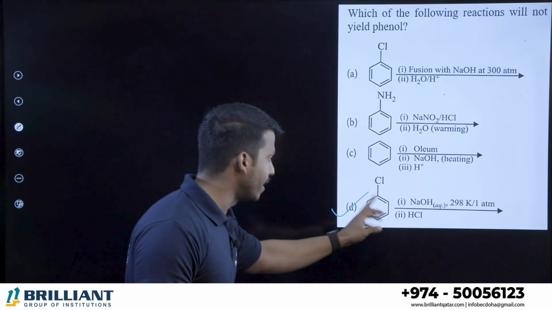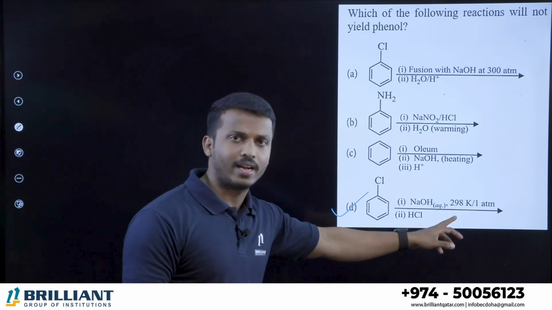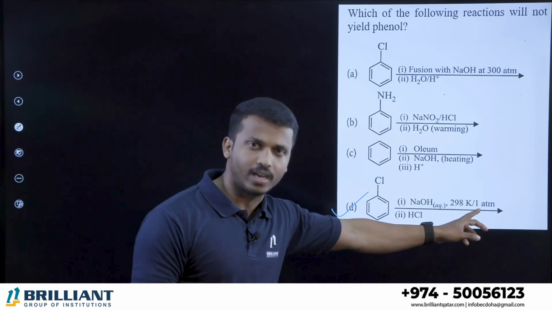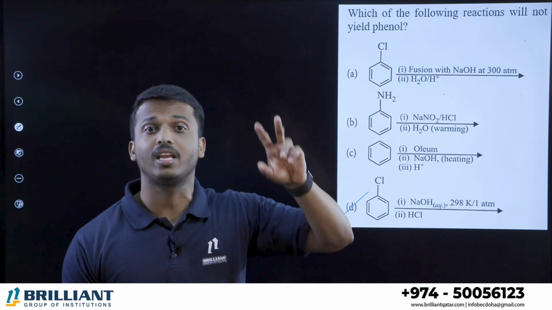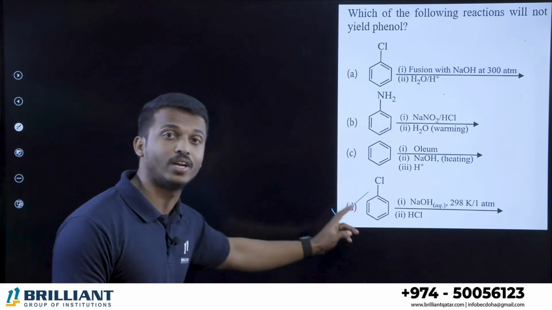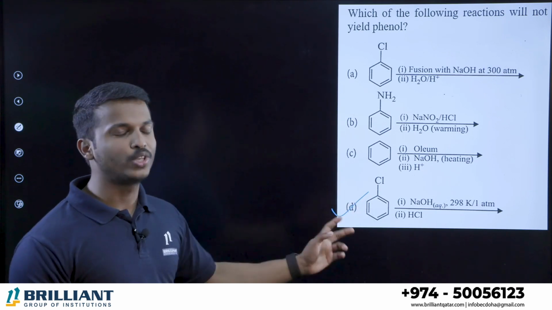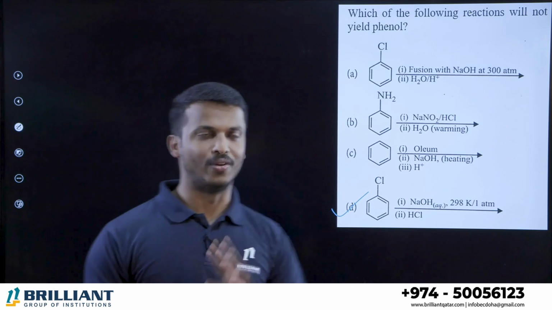Why? Chlorobenzene, okay, aqueous NaOH, fine. But is it carried out at 298 Kelvin and 1 atm pressure? No, it is 623 Kelvin and 300 atm pressure. That is the condition in the Dow process, right? So this is not a method. This is the answer through which you cannot prepare phenol.